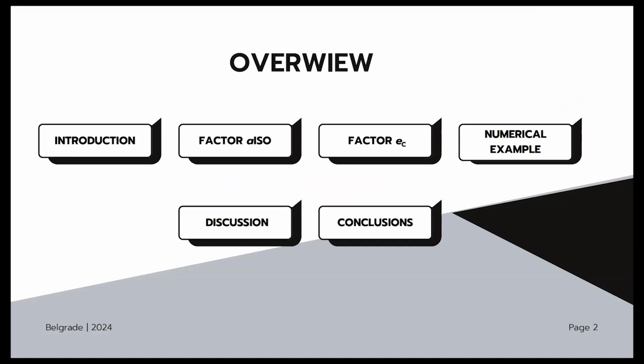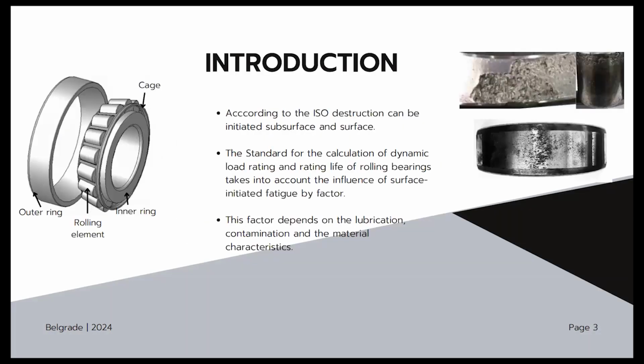Here is the short overview. I will first introduce the problem, then I will mention two very important factors, and I will give you a numerical example. I will discuss that numerical example, and for the end I will just point out some main conclusions. So, the rolling bearing is very important.